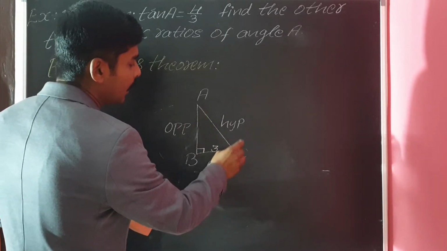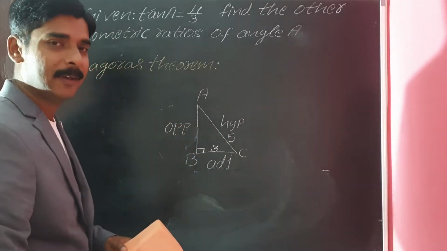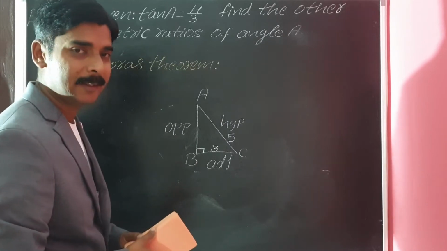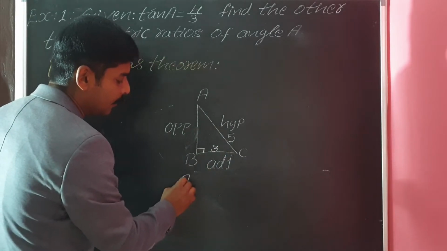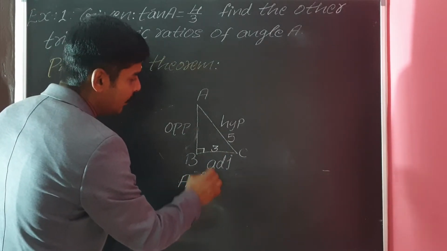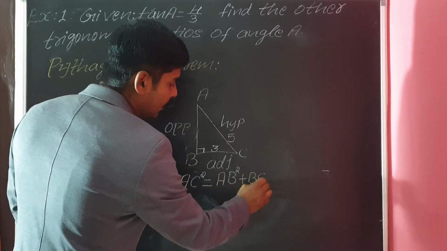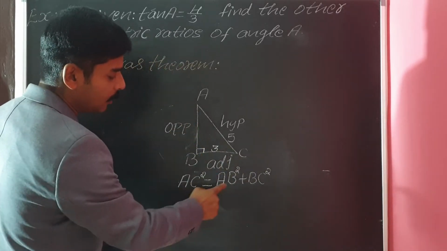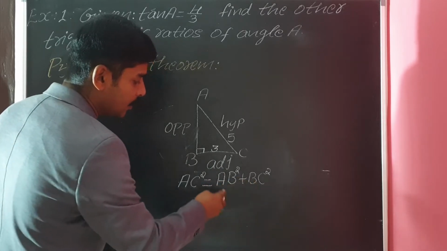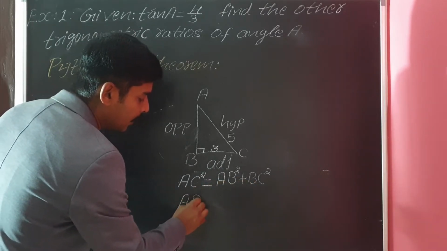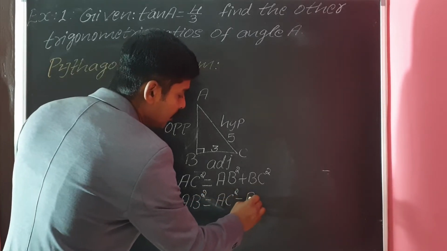BC is given and AC is given as 5 unit and you need to find AB. How you will do this? Since it is a right angle triangle, we can apply Pythagoras theorem. So hypotenuse is AC, so we can write it as AC square is equal to AB square plus BC square. Here we need AB square. So plus BC square, when you transfer to the other side of the equal sign, it will become minus BC square. So AB square will be equal to hypotenuse square minus BC square.